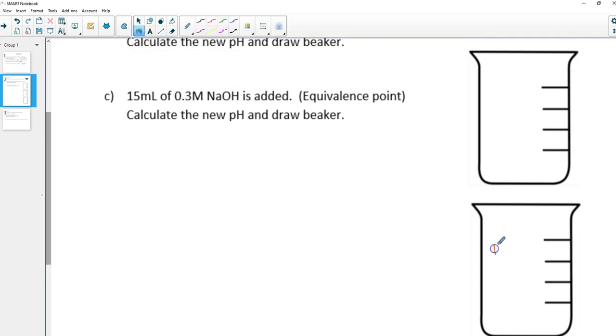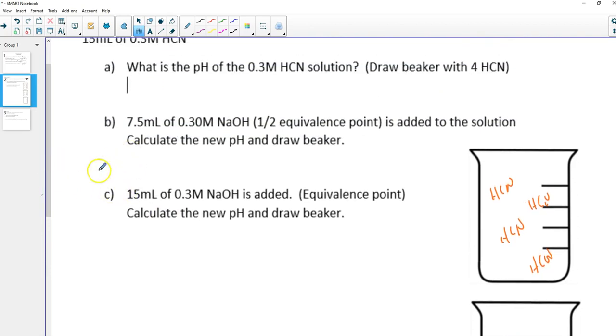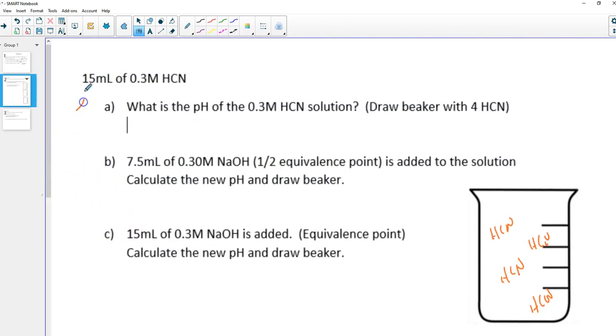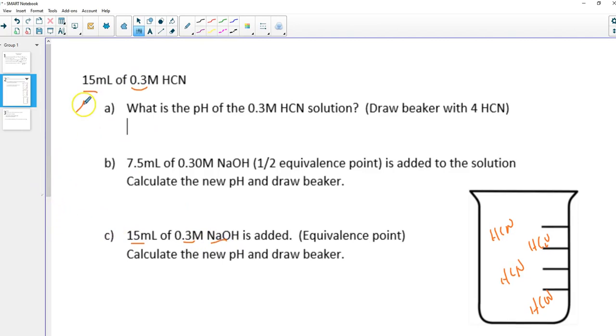It would be HCN, CN negative, and CN negative. I'm halfway. This guy was HCN, HCN. Okay, now on this guy here, you'll note that we're using 15 milliliters to now neutralize a bunch of our stuff. So now you'll notice that I got 15 milliliters, I got 0.3. So now I have enough base to neutralize all of my stuff.